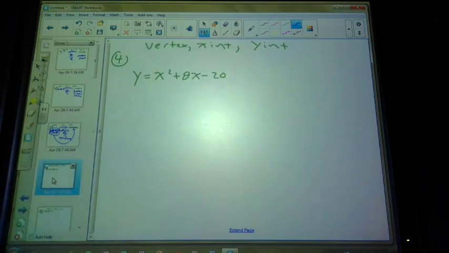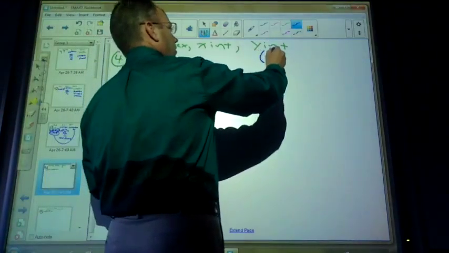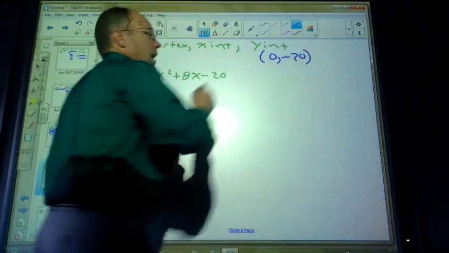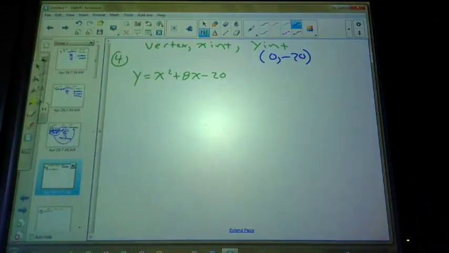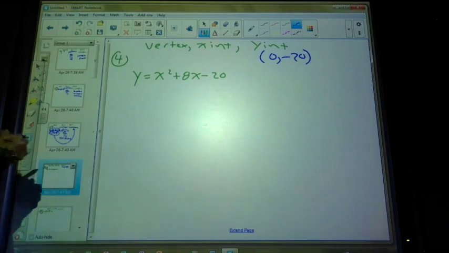All right, next one, number 4, we want the vertex, the x-intercept, the y-intercept. This one's already set up to find the y-intercept. The y-intercept is going to be 0, negative 20. Why is that? Yeah, our c value is always our y-intercept, so if it's in standard form or general form, go with that.